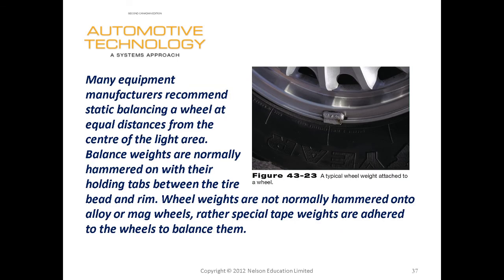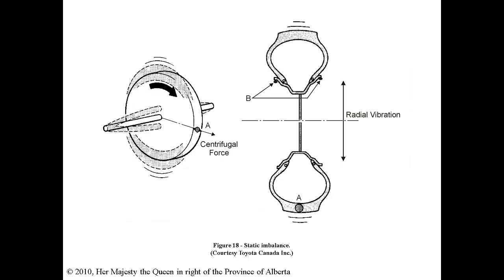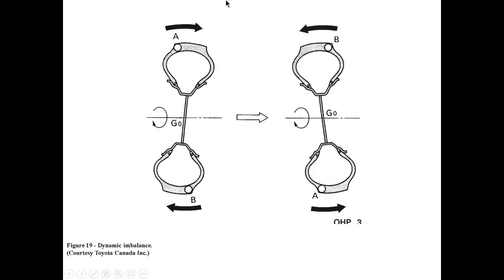Balancing wheels. Many equipment manufacturers recommend static balancing. Static balancing, I'm not going to say that's recommended. That's kind of a thing of the past. What is a static imbalance? Static imbalance is basically an up and down movement of the tire and wheel. And what we're generally trying to correct now is dynamic imbalance, so it's kind of the weeble wobble or the in and out movement of a wheel.